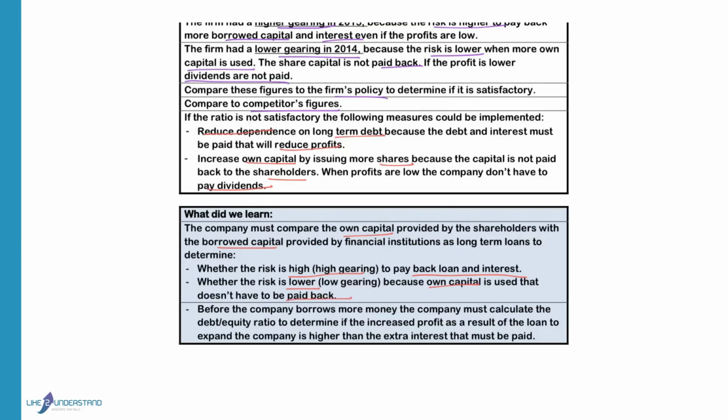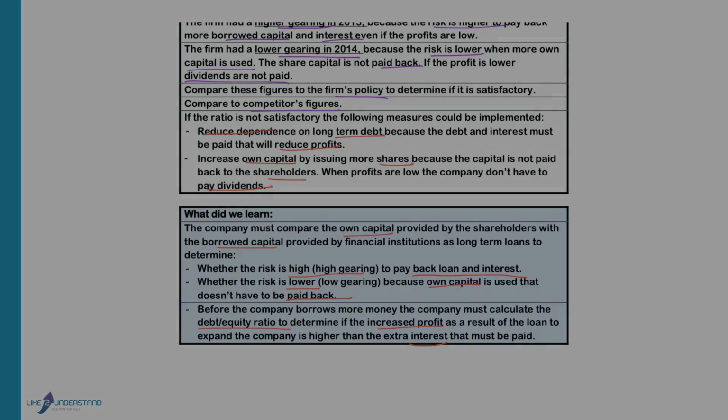Before this company borrows any more money, they must first calculate the debt-equity ratio to determine if the increased profit as a result of the loan will expand the company so that they will make a higher profit than the interest that must be paid. If they can't make a bigger profit percentage than the interest that they have to pay, it's not worthwhile getting the loan.